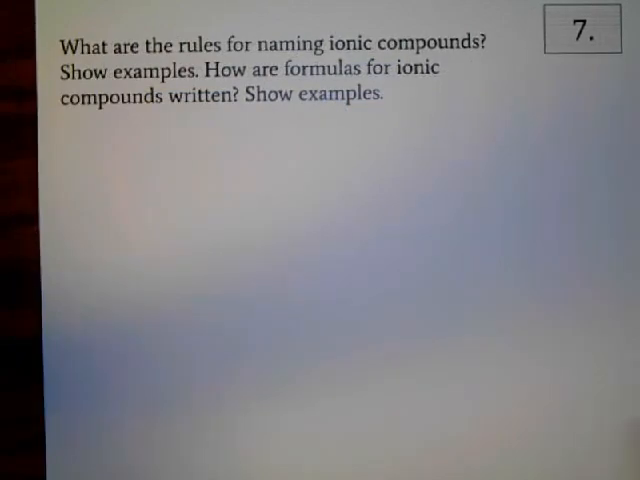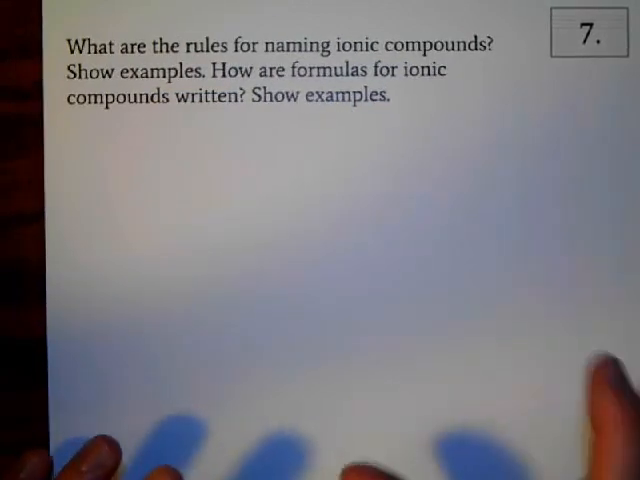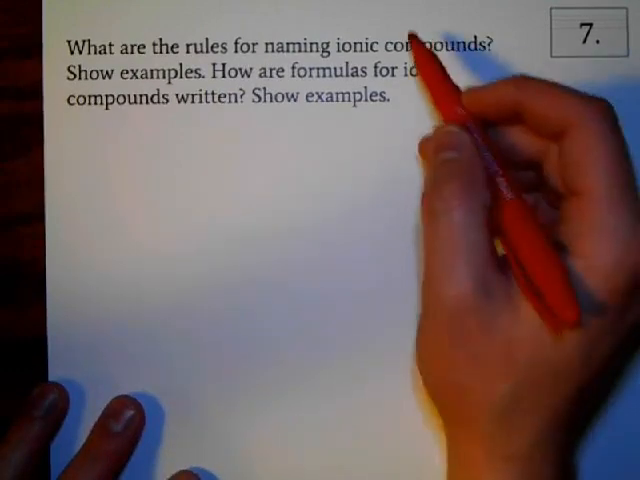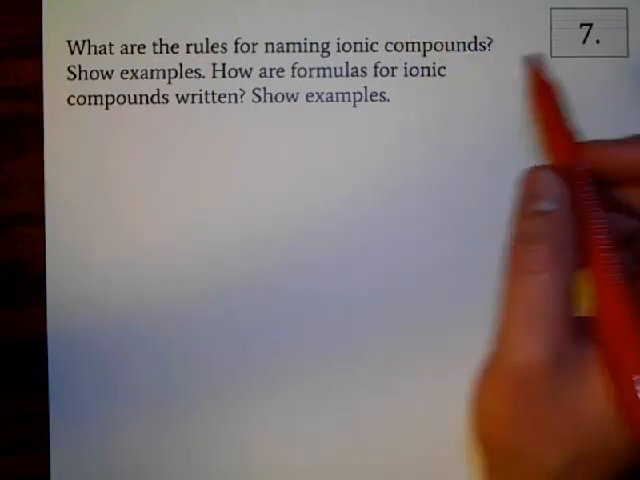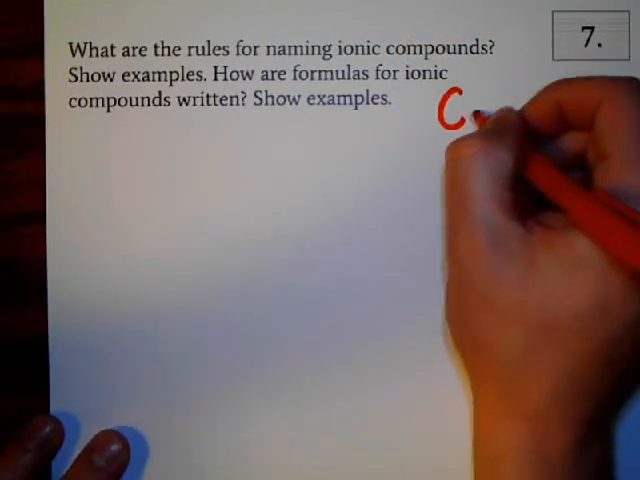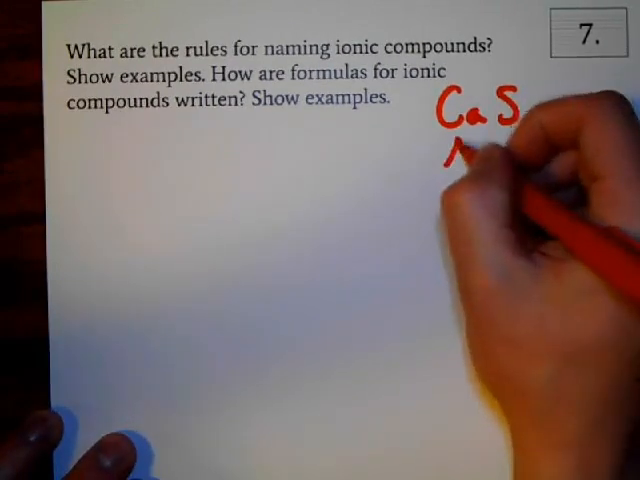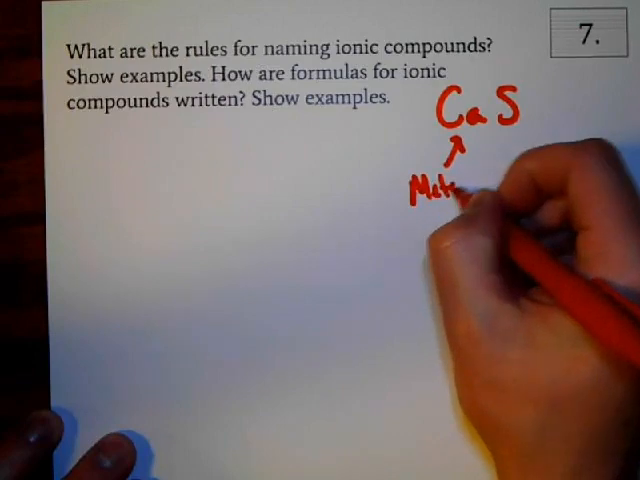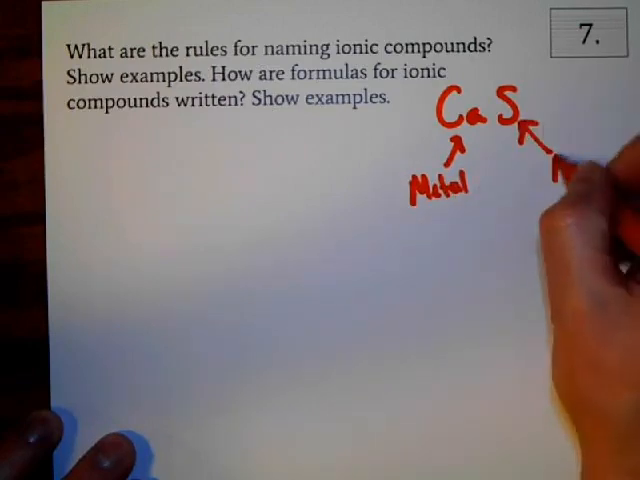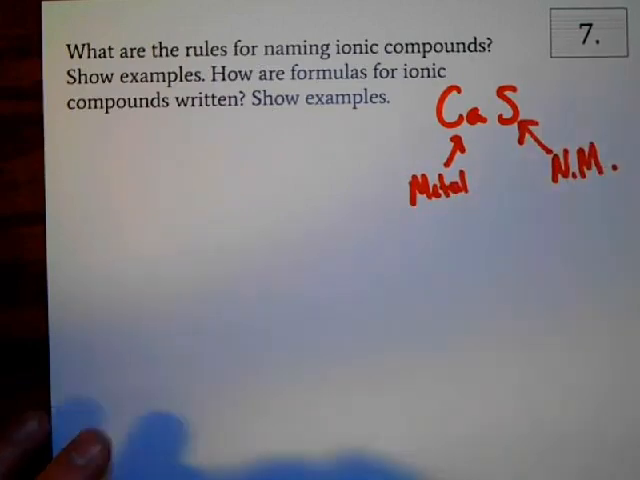This is probably going to be one of our last very simple note cards. And we're going to keep it very simple to start with. If I want to name an ionic compound, I just have two steps. Let's say I want to do CaS. I identify that as being ionic because the first element here is a metal, calcium is a metal, and sulfur is a nonmetal. So I know that this is going to be ionic.